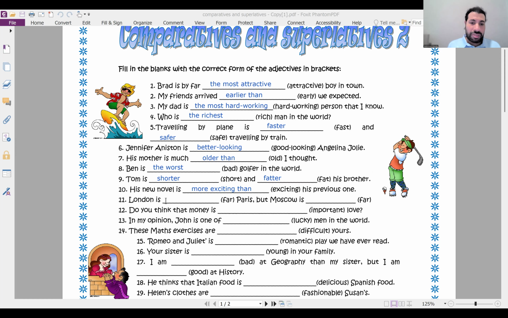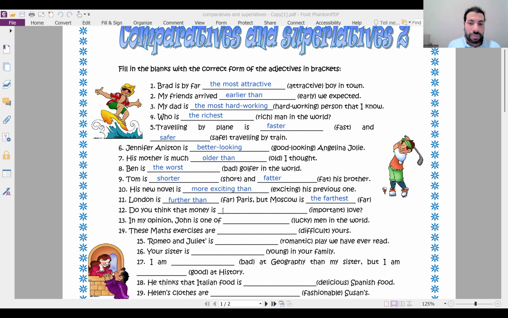Coming to number 11, London for Paris. Oh, so we're comparing between two. What do we say? Can we say father? No. I remember we studied that, so it will be, can you remind me? Farther. With the A or the U, both of them are okay. So we can say farther with the A or with the U. But Moscow is, oh, yes, the farthest.